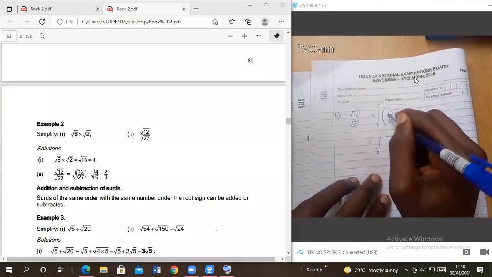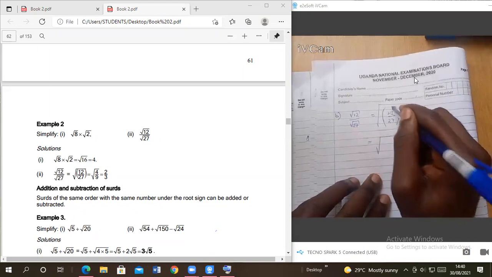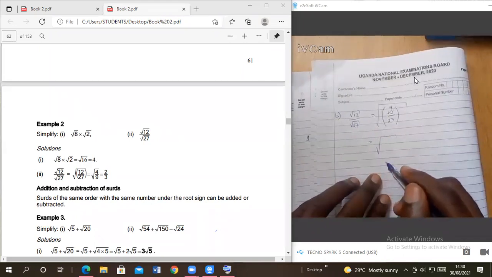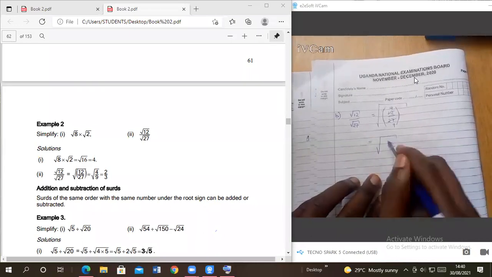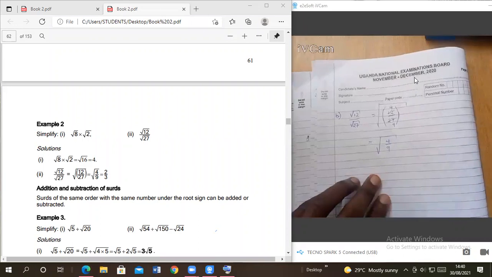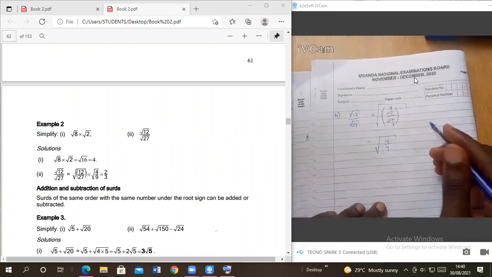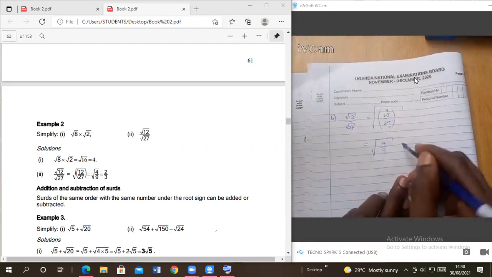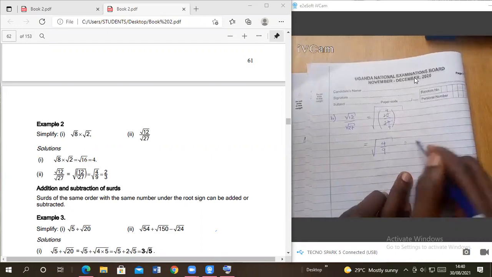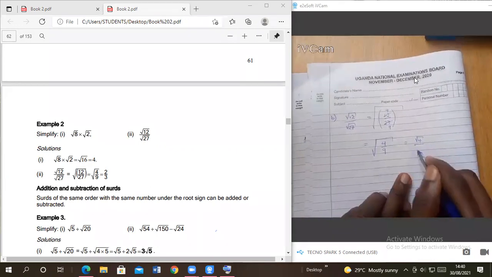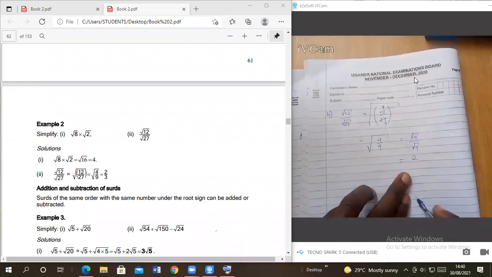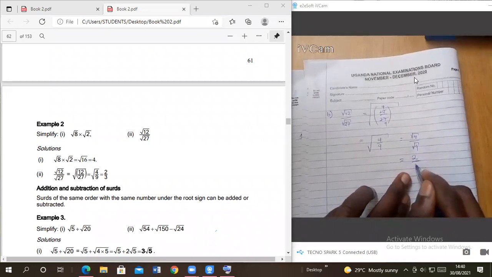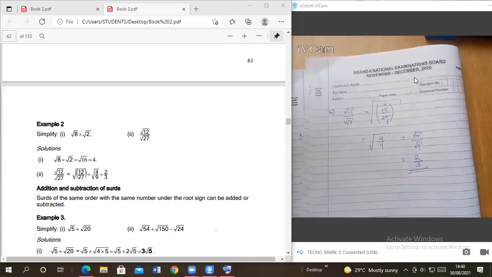By 3, we get 4, right? Then by 3 we get 9. So this one will be 4 over 9, which we can also simplify by getting the square root. It's going to be the same as root of 4 divided by root of 9. Root of 4 we get 2, root of 9 we get 3. So 2 over 3, as simple as that.